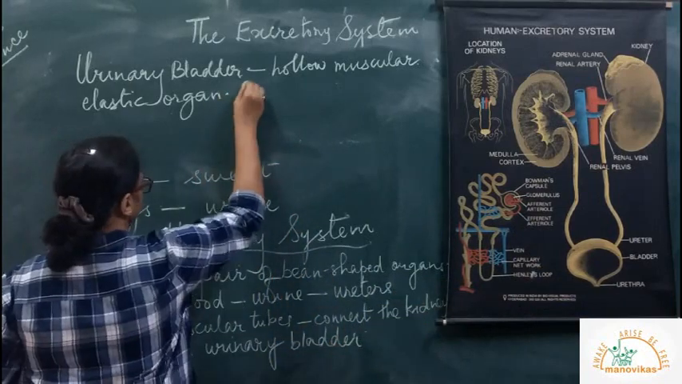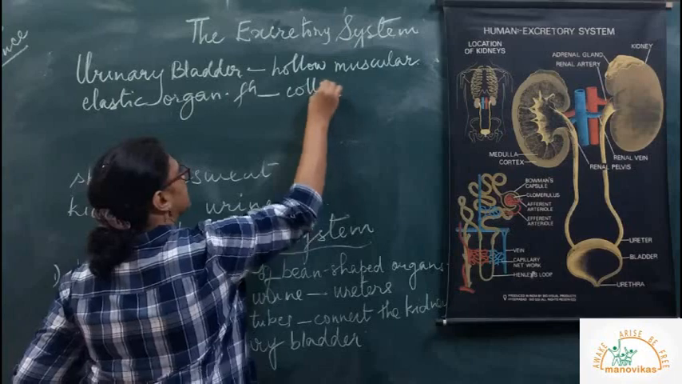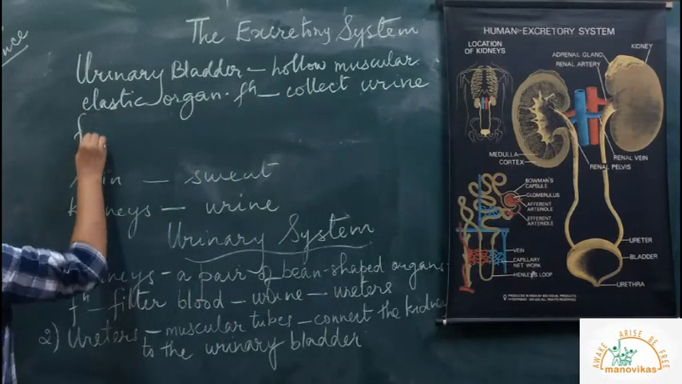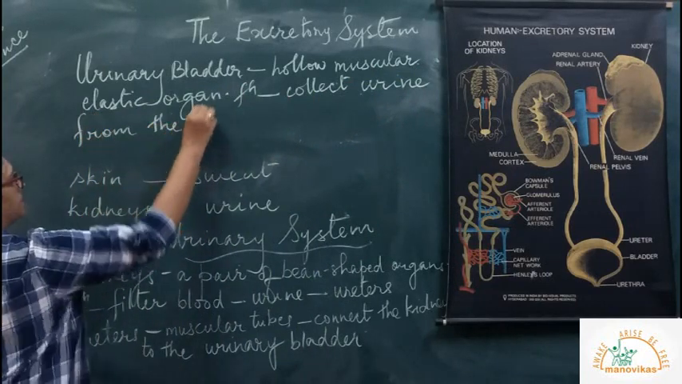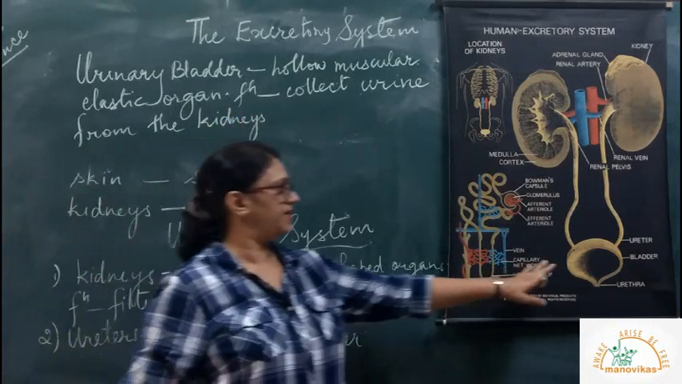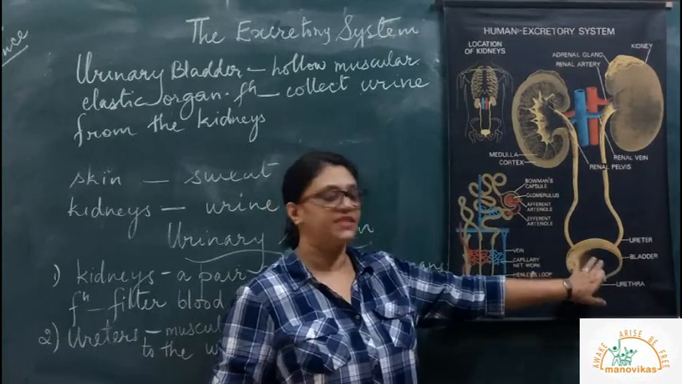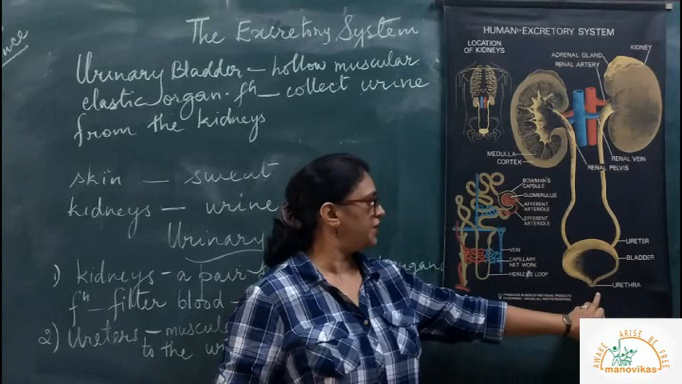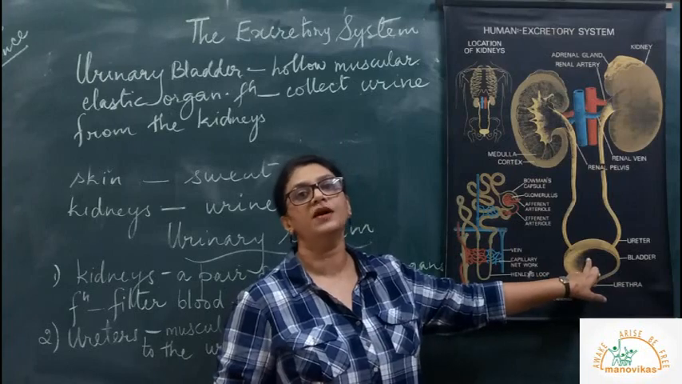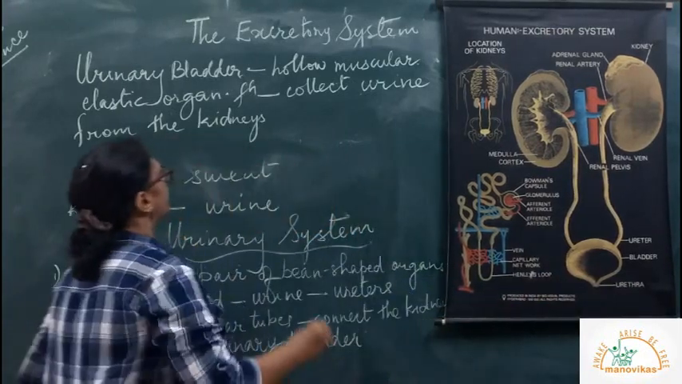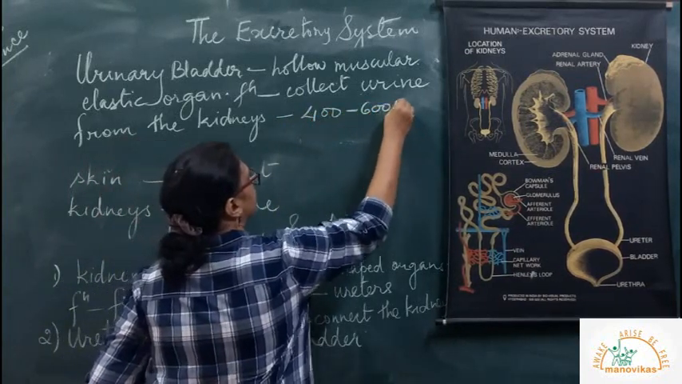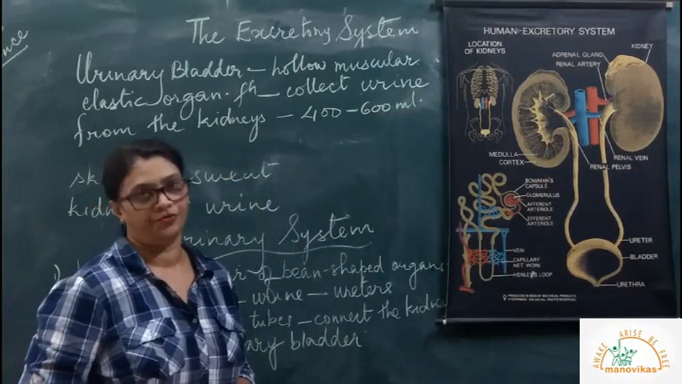What is the function? To collect urine from the kidneys. It collects urine from the kidneys and keeps it till it is thrown out of the body through the urethra. Now, what is the capacity of the urinary bladder? How much urine can it hold? It can hold 400 to 600 ml of urine.